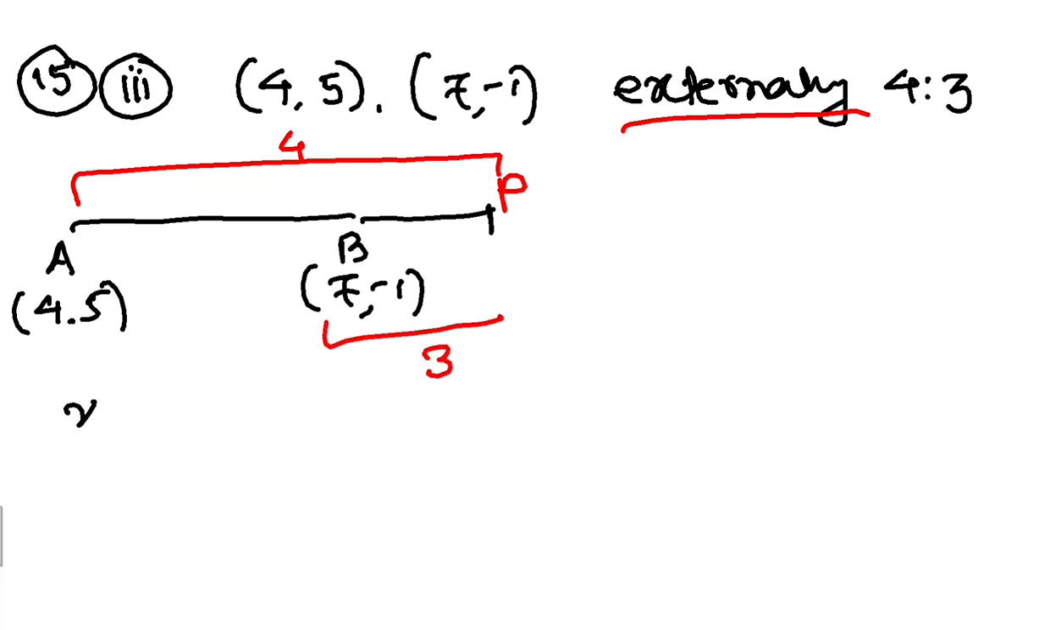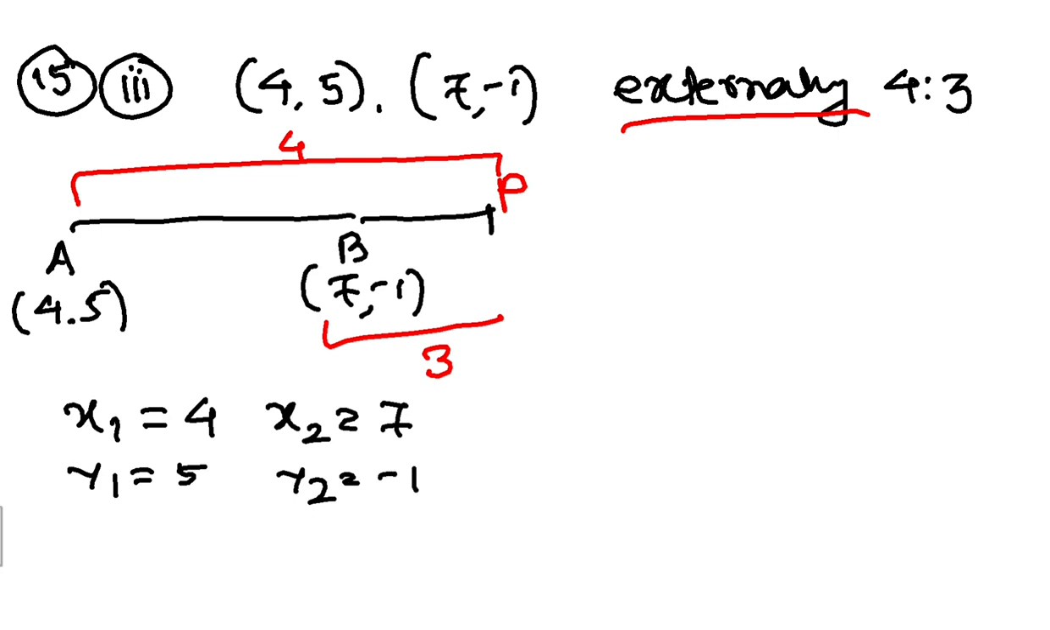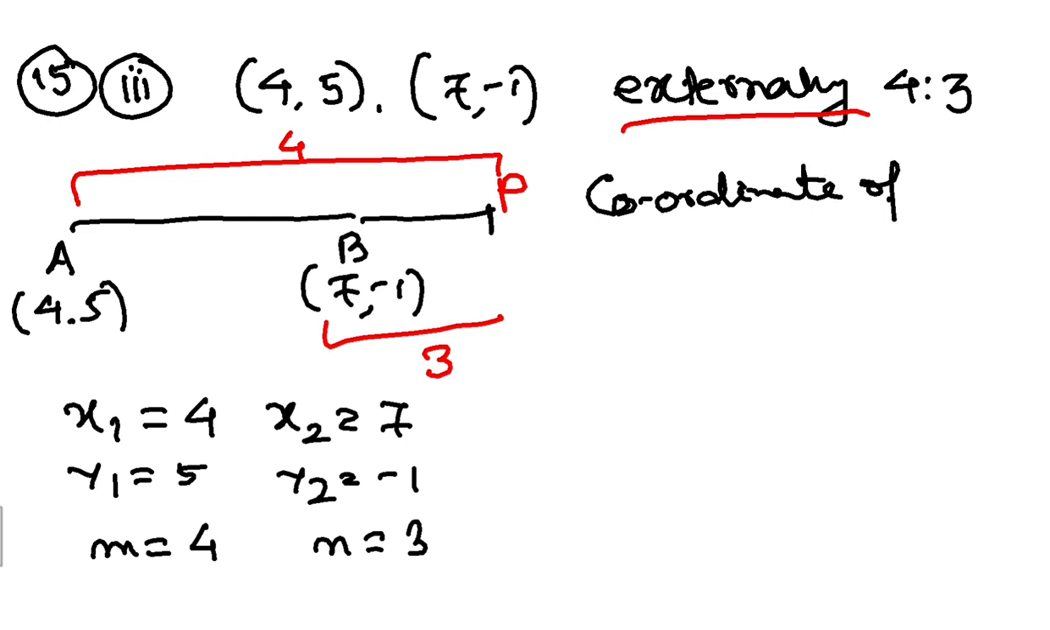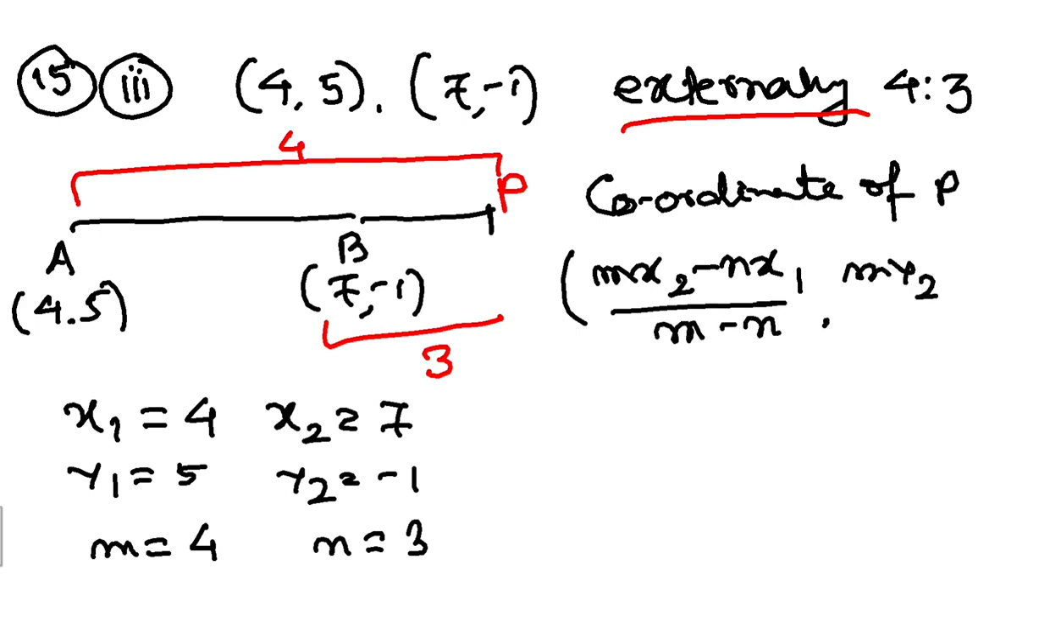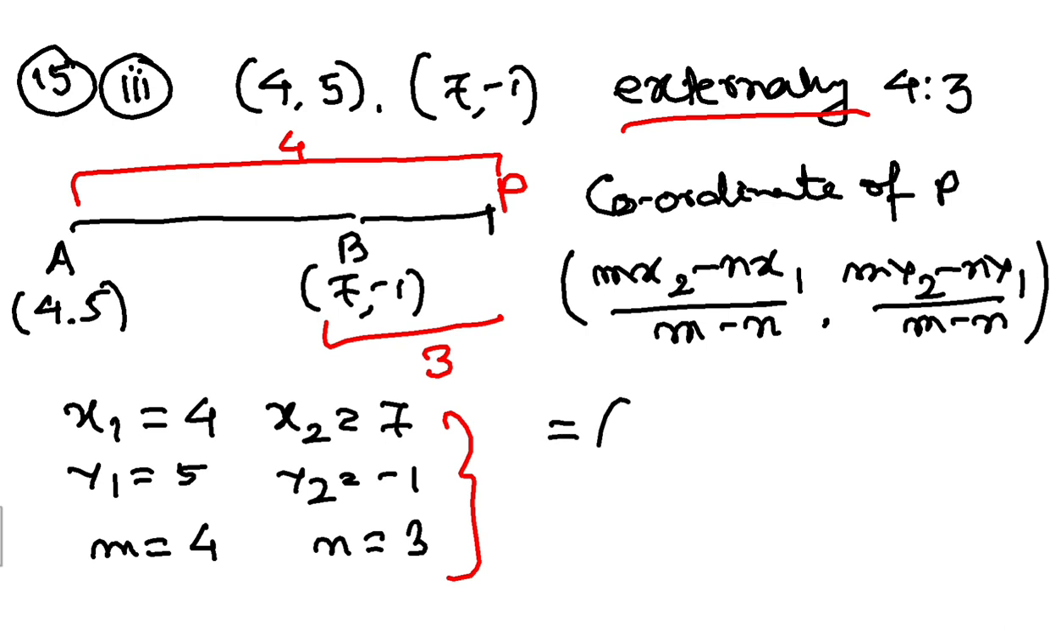So what is my x1 then? My x1 is 4. My x2 is 7, y1 is 5, y2 is -1, m is 4 and n is 3. So now this is an external division. So for the coordinates of P in this case, I have to apply the formula for external division. The external division formula is (mx2 - nx1)/(m - n). You have to be careful there. (my2 - ny1)/(m - n). So all these values are provided over here. Now substitute all the values and calculate, and you should get (16, -19).